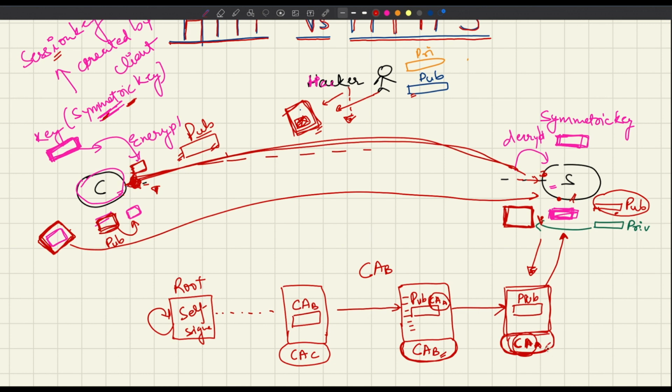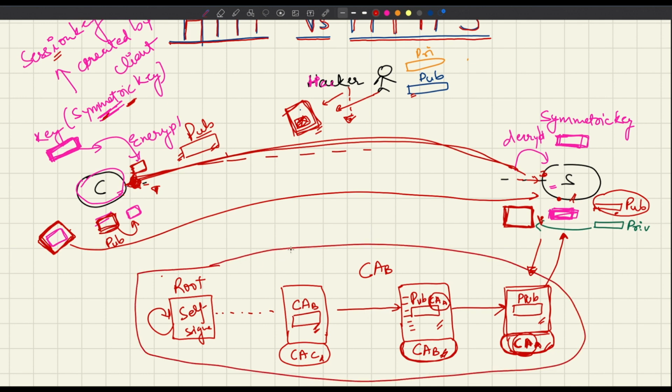So this was signed by certificate authority A, this was signed by certificate authority B, this was signed by certificate authority C. This contained the public key of our server. This contained the public key of certificate authority A. This contained the public key of certificate authority B, and so on and so forth until the root certificate was reached. And this entire chain is sent to the client.